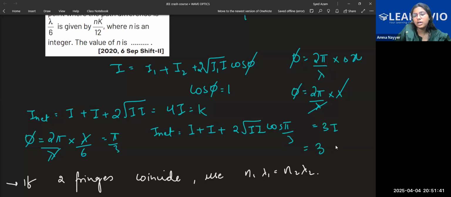Now you know what is I. I is k by 4. So we need k by 12. So multiply and divide it by 3. What do we get? 9k by 12. So n is equal to 9. Got it?